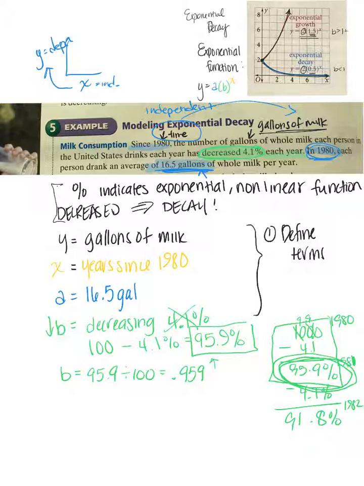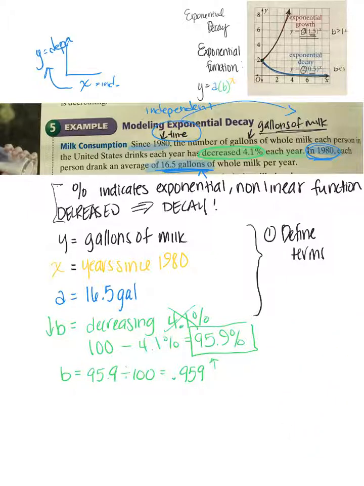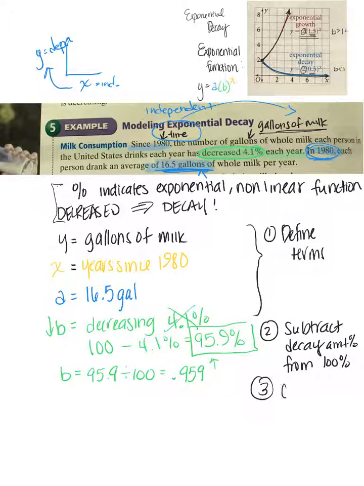So now knowing this, once you've defined your terms, the next thing you have to do when you have exponential decay is to subtract your decreasing amount from 100. Just like before, we had to add our growth amount to 100. It's the inverse now. And then lastly, you had to convert that to a decimal. Now I've got all the parts to make my equation.